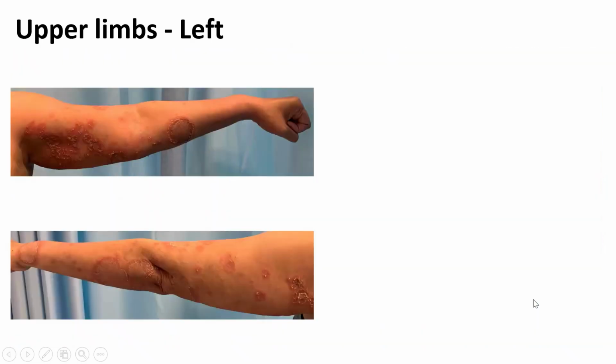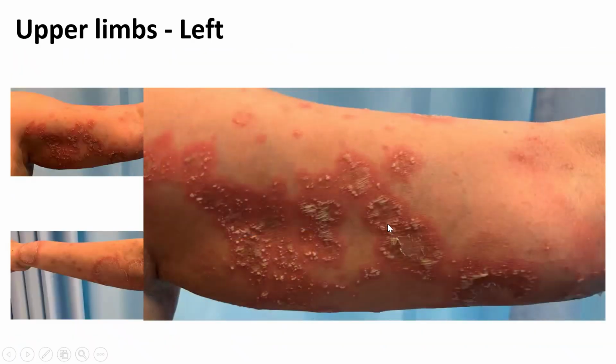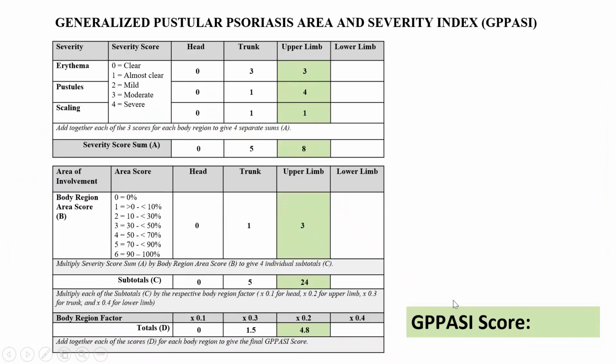This is the left upper limb. This is a close-up photo where you can see areas of lakes of pustules. There are more dense pustules in this area, but not so much scaling, and erythema, I would say, is probably 3. So for the upper limbs, the erythema gets a score of 3, pustules 4, scaling 1, total of 8. And area, I would score it between 30 to 50%. So 8 times 3 is 24. And the weighted score for upper limb is 0.2. So the total GPPASI score for the upper limb is 4.8.